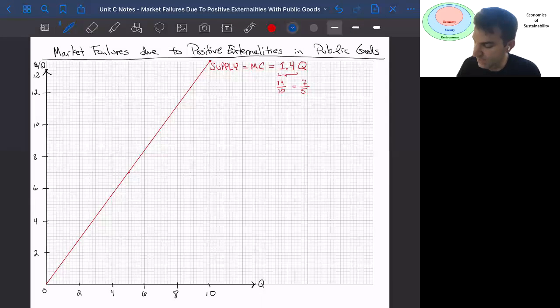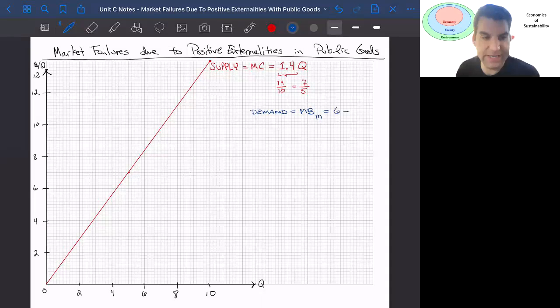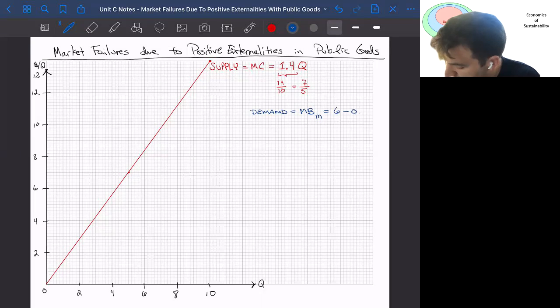So we can say then that the demand curve is equal to the marginal benefit to the members, so MB sub M, and I'm just going to make their curve 6 minus 0.6 Q.